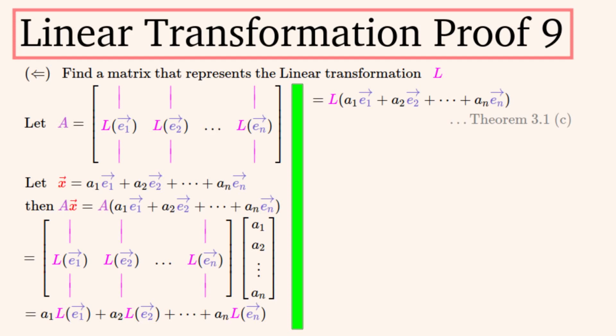So we can collect this linear combination of linear transformation functions into a single linear transformation function using a past theorem, and this is equal to Lx. And so A and L are equal for any possible vector, so we've proven this theorem.